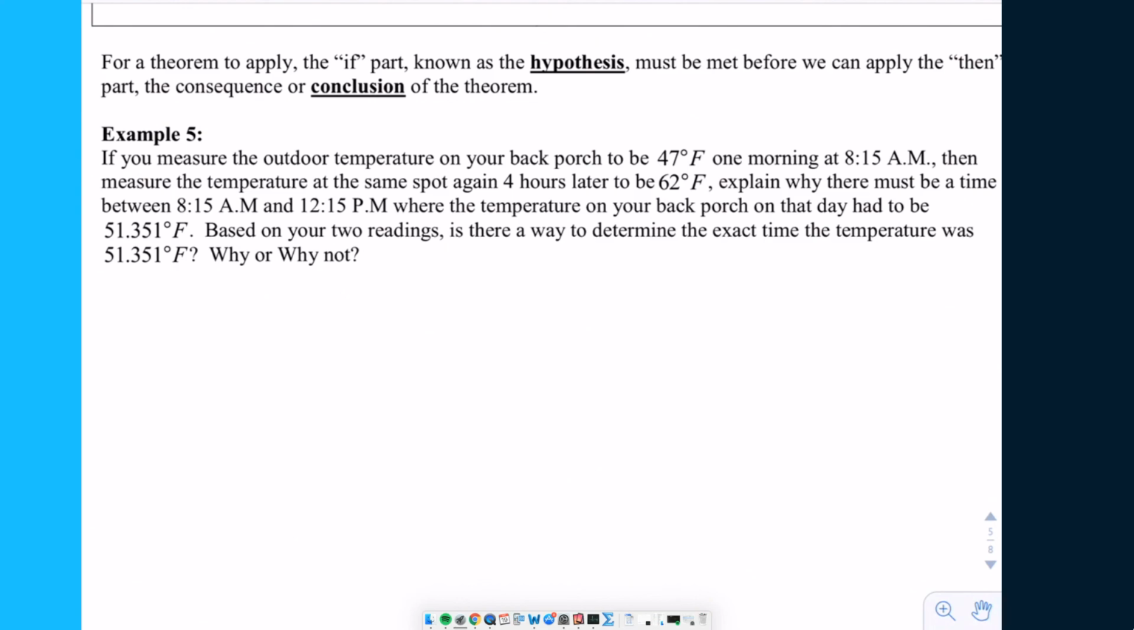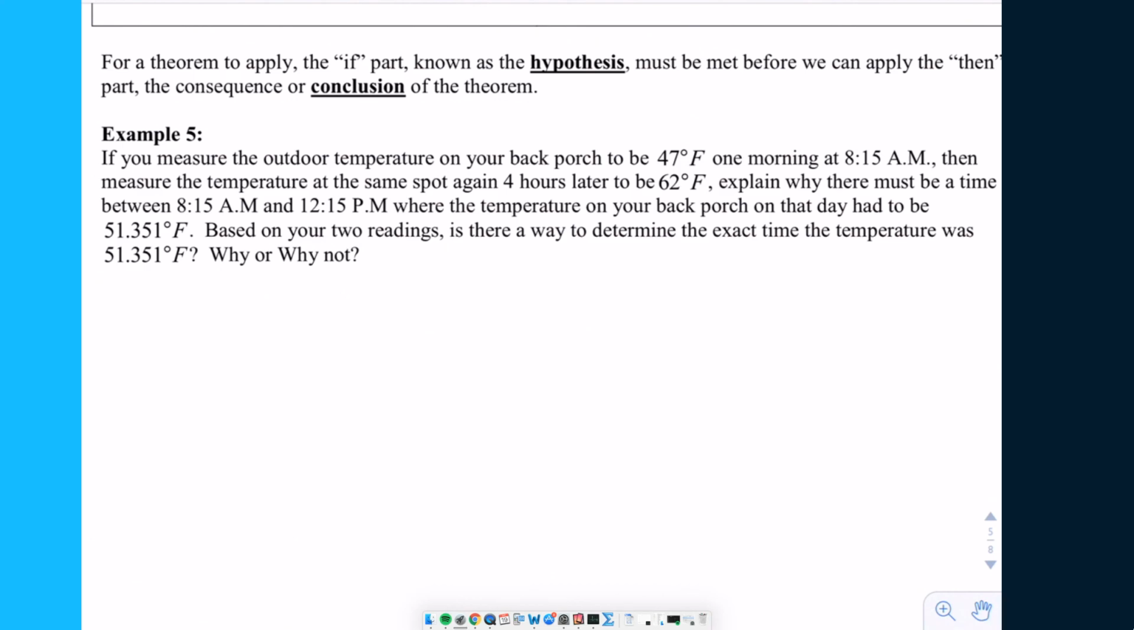Intermediate value theorem! Could you elaborate on that? It had to go from 47 to 62, continuously, not jump from one temperature to the next. Yeah, and so why does that mean it had to equal 51.351? Continuous, and it would have to hit every value. And where's 51.351 in relation to 47 and 62? It's in between. Or it's an intermediate value, right?